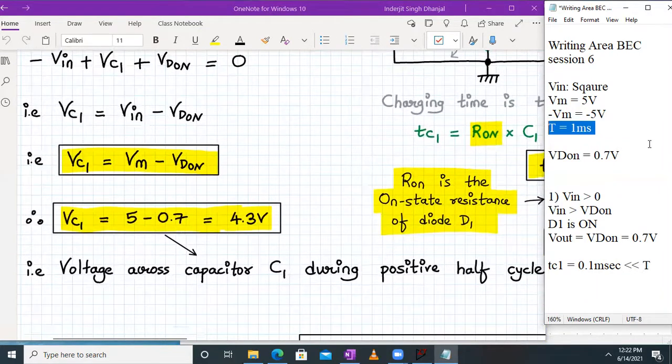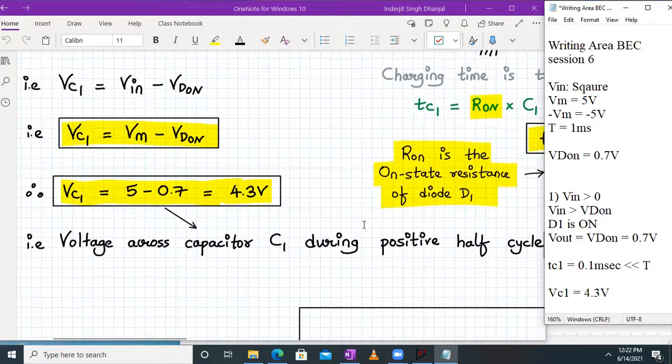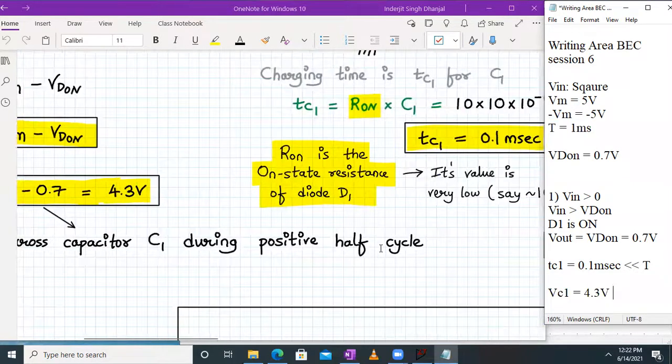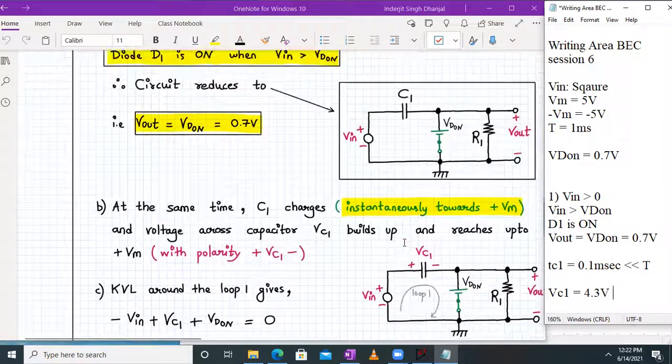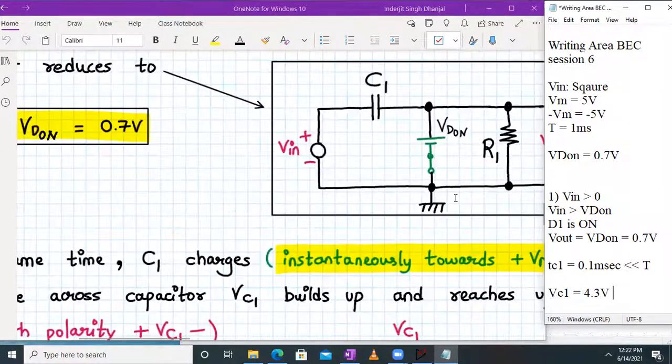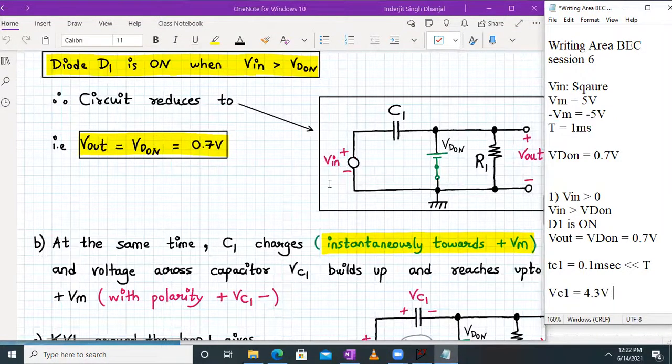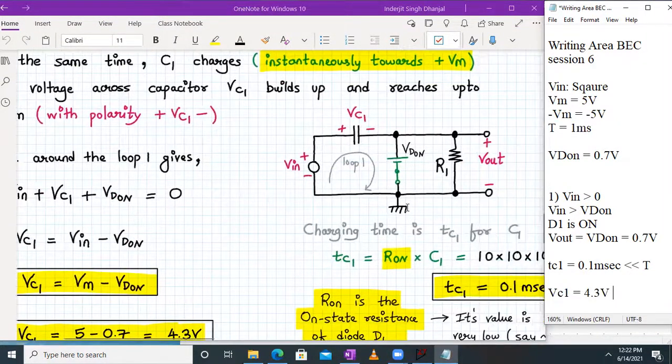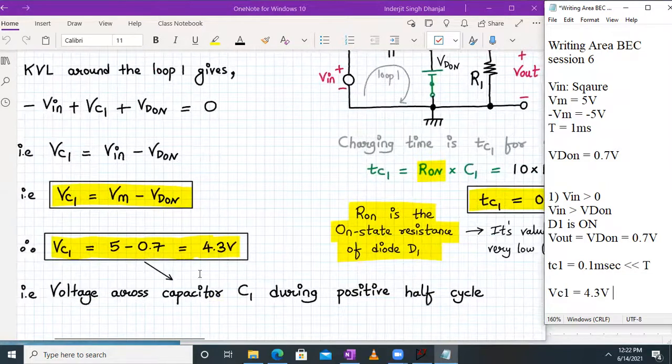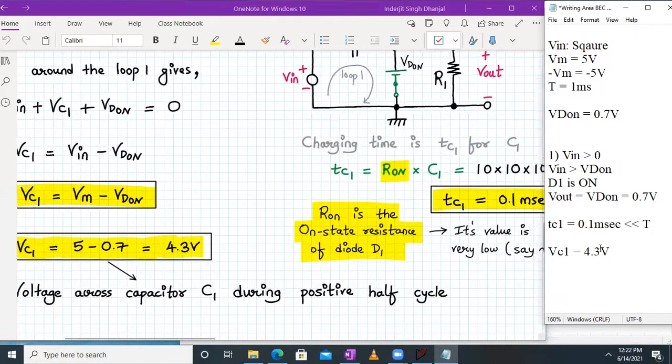Vm is around 5 volts over here, and your Vd on is around 0.7. So what will be Vc1, the voltage across the capacitor? Vc1 will be 5 minus 0.7, that is 4.3 volts. So this is the voltage across the capacitor during the positive half cycle. What all events have happened during the positive half cycle? The diode has turned on and the output voltage is around 0.7 volts, a constant value. At the same time, the capacitor has charged, and it has not reached up to Vm, it has reached around Vm minus Vd on. So this is what happens in the positive half cycle.